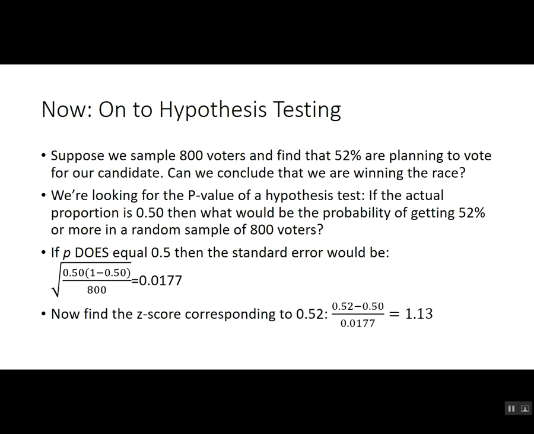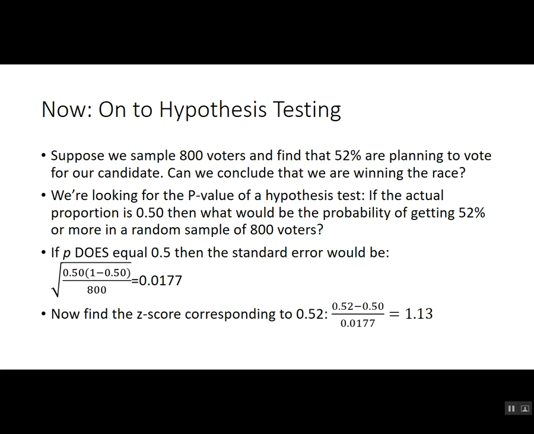How about hypothesis testing? Suppose we sample 800 voters and find that 52% are planning to vote for our candidate. Can we conclude that we're winning the race? What we're really asking is, if the race is tied, would it be surprising to find 52% out of a sample size of 800 supporting our candidate? 52% seems high if the race was tied, if it was actually 0.50. So we're looking for the p-value of a hypothesis test. If the actual proportion is 0.5, then how likely would it be to get 52% or more in a random sample of 800 voters?